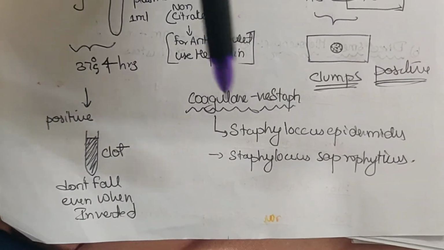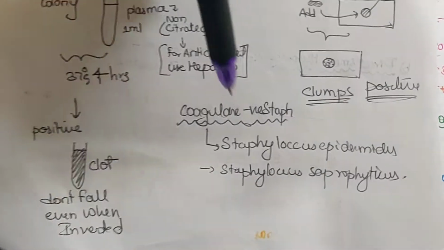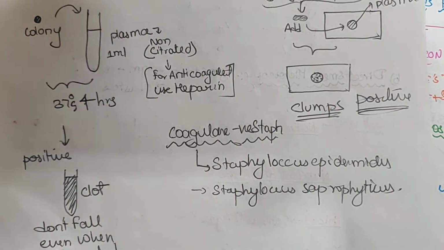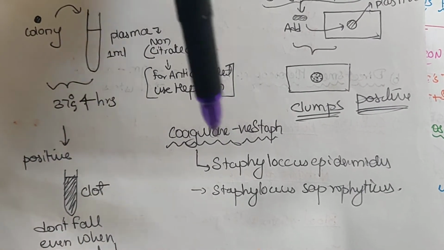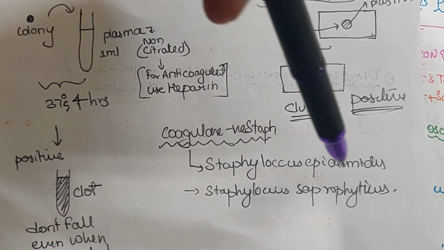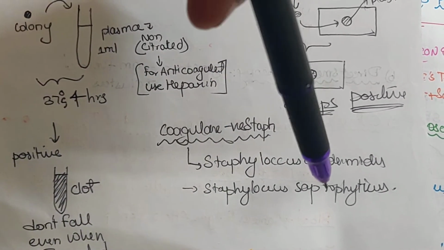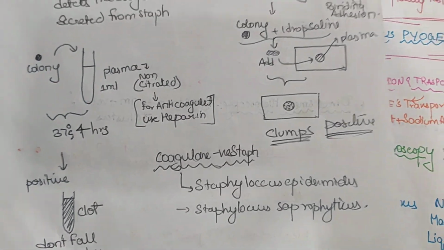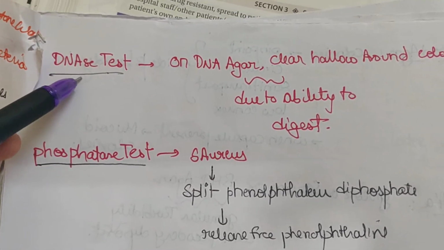So we have some of the staph which do not give the coagulase test. They are called coagulase negative staph, like Staphylococcus epidermidis and Staphylococcus saprophyticus. These are the two staph which do not give the coagulase test. Next, DNase test. DNase is also an enzyme produced by staph.